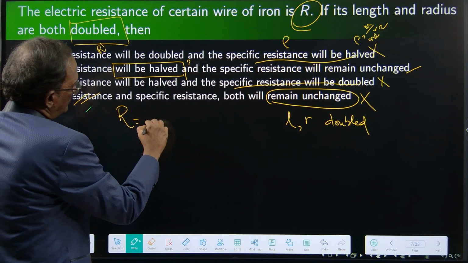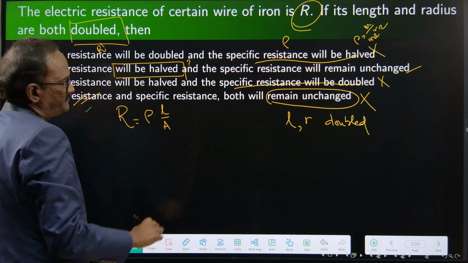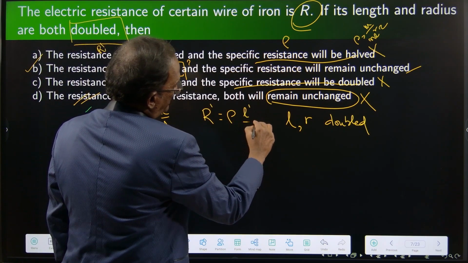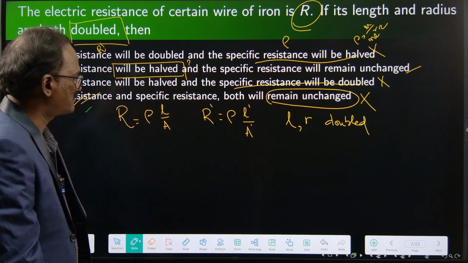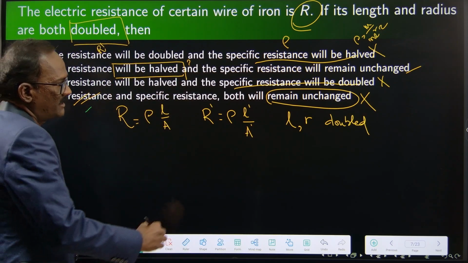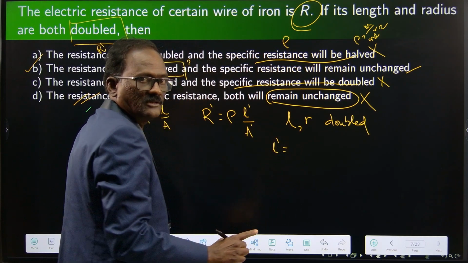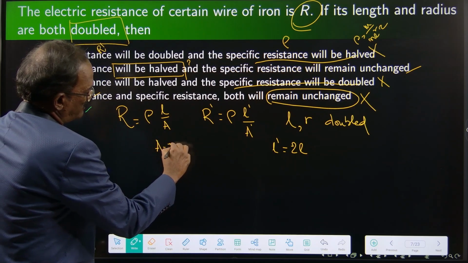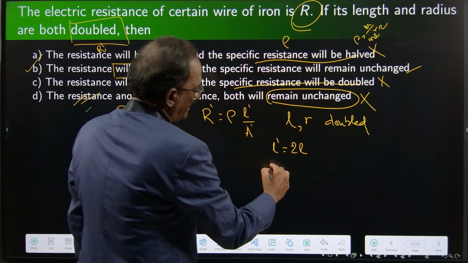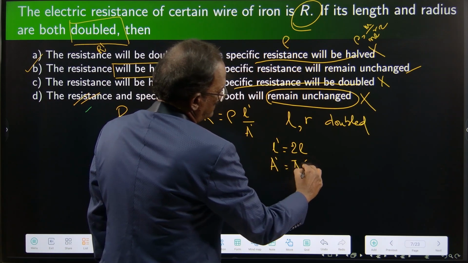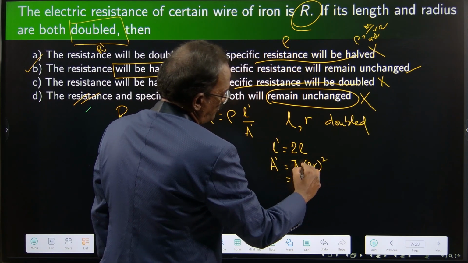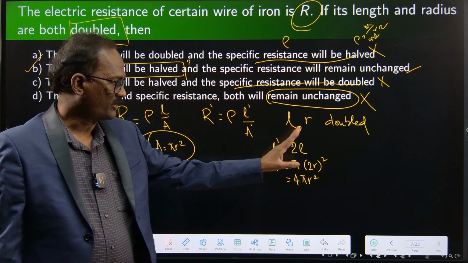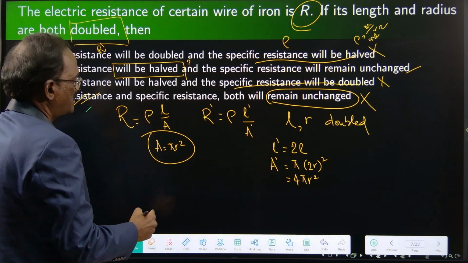R is equal to rho L by A. R dash is equal to rho L dash by A dash. New values. Rho is constant. So L dash is equal to 2L. You have doubled it. Area is equal to pi r square. Here A dash is equal to pi into 2r square. That means 4 pi r square.